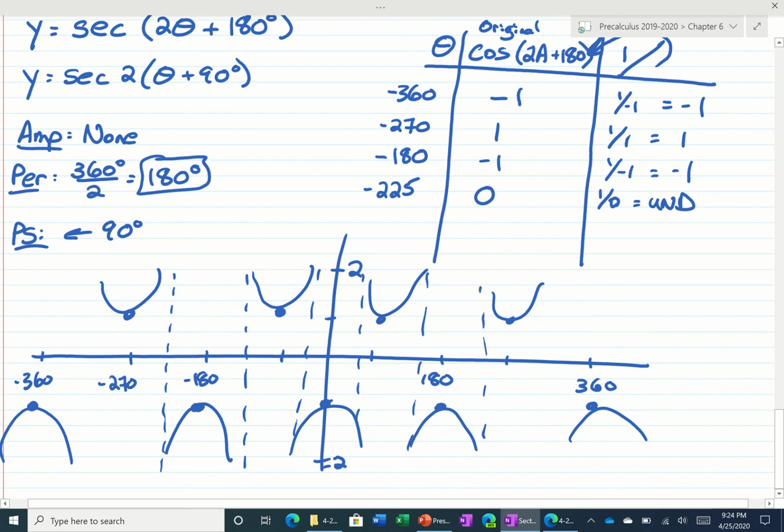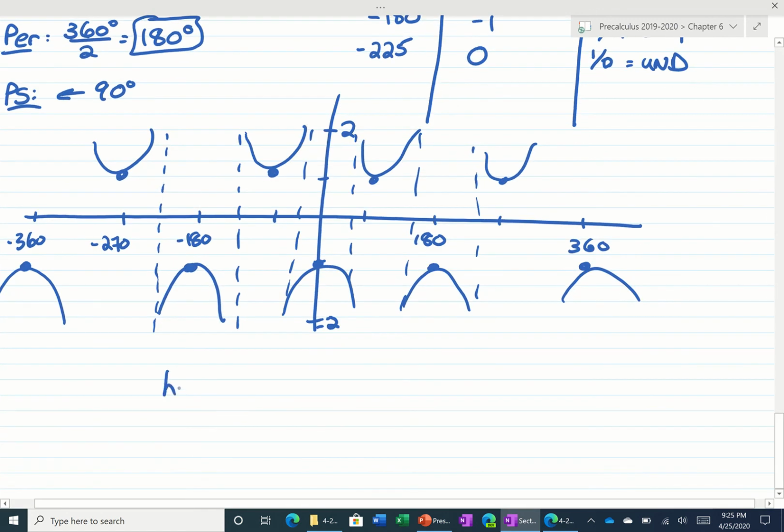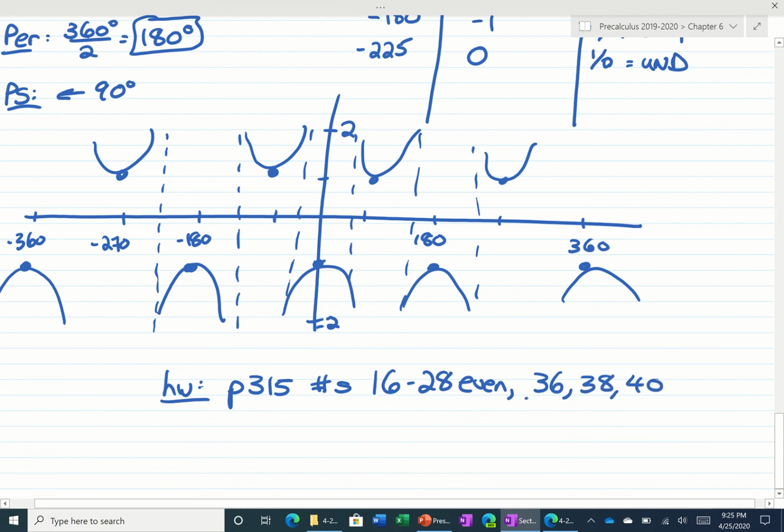Try out your homework. Let's see how you do. If you have trouble, I'm going to go over a few of these for tomorrow. So for homework, this is what I would like you to do. On page 315, I would like you to please do numbers 16 to 28 even, and 36, 38, and 40. These are going to be graphs. I want you to graph these from negative 360 to positive 360, just like we did in these two examples. All right, try them out.